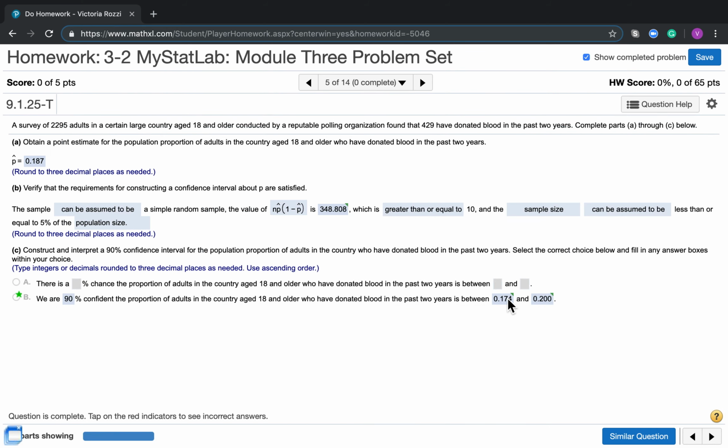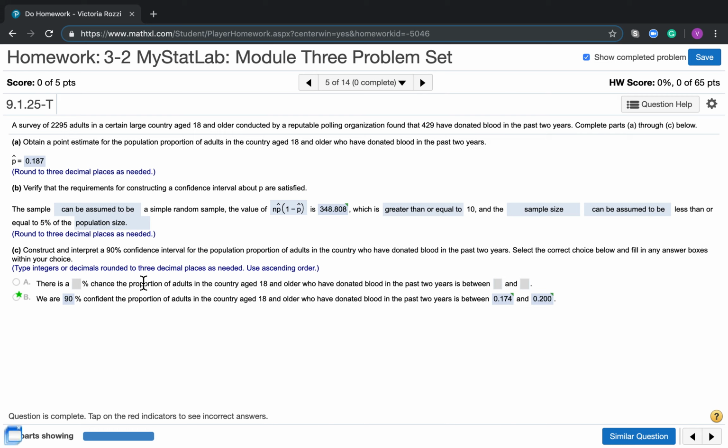Now, as for which one of your statements to go ahead and choose, we never want to say there is a blank percent chance. That's not what it is. So we're not saying that there is a certain percent chance that the proportion of adults falls between two values. We're saying that we're 90% confident that the proportion of adults falls between two values. This doesn't have to do with the chance of it actually falling in.